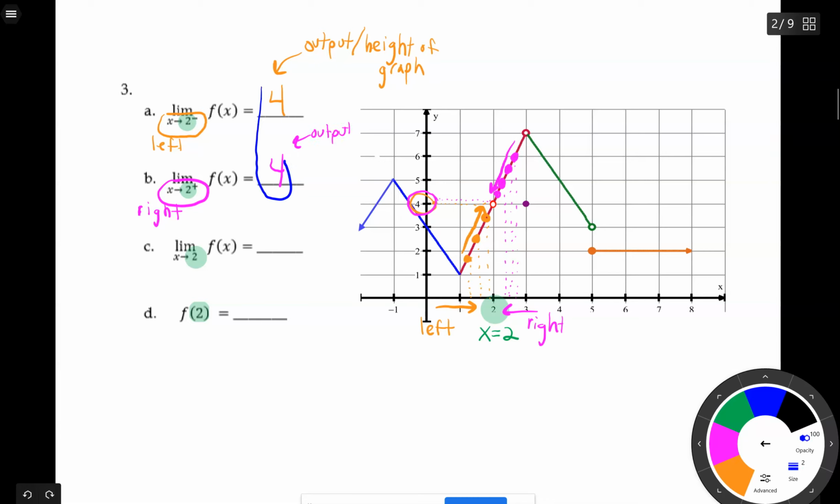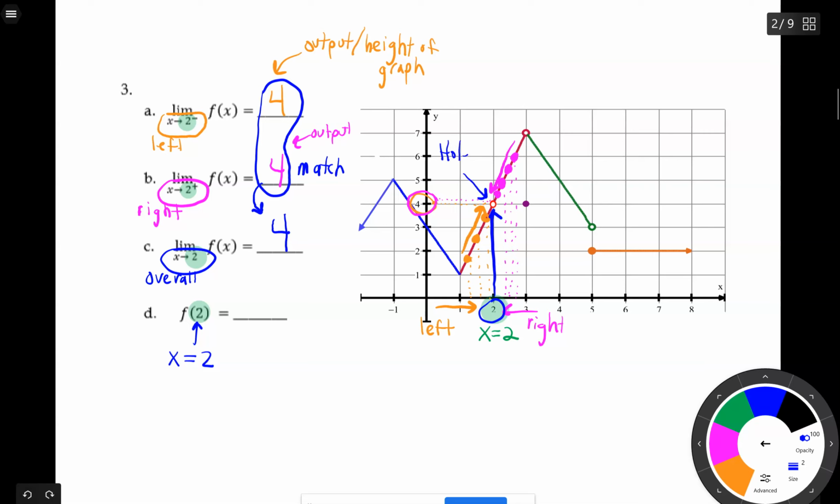Did those match? Yeah, they match, right? If they match, then we have an overall limit that exists, and it's the number 4. The height of the graph in general is 4 because the left-hand side outputs are doing the same thing as the right-hand side outputs. These things are matching, so we have an overall limit. And it doesn't matter what's actually happening when x actually equals 2. Right here, x is actually equaling 2. When x actually equals 2, and I look at my graph, there's a big old hole there.